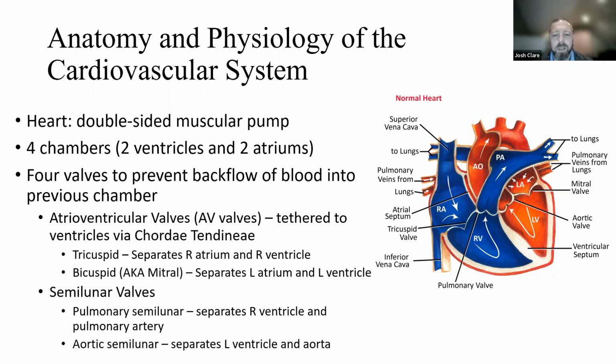The tricuspid separates the right atrium and right ventricle. The bicuspid is on the left side, and again, that's also known as the mitral valve, and it separates the left atrium and the left ventricle. I remember the mitral valve is on the left because there's an L in mitral, the last letter of mitral. We also have semilunar valves: the pulmonary semilunar valve separates the right ventricle from the pulmonary artery, and the aortic semilunar valve separates the left ventricle and the aorta.